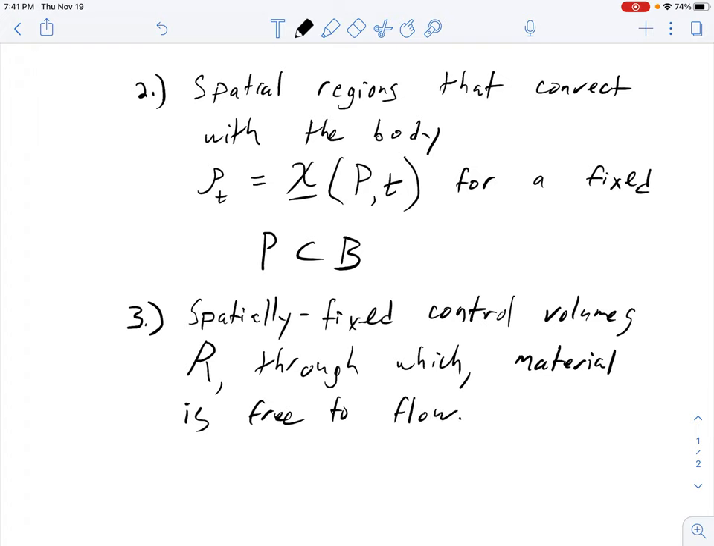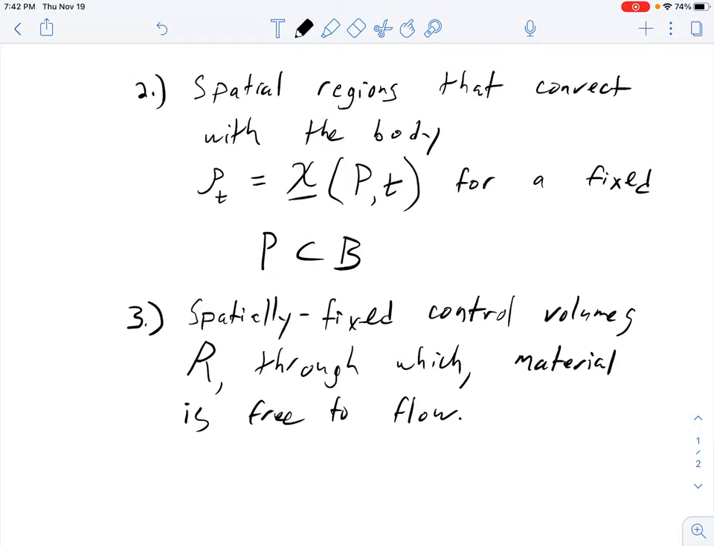Now, in general, control volumes do not necessarily need to be spatially fixed. They can deform arbitrarily. You know, they can move relative to the body. You could pick a control volume that moves with the body. And for instance, if you're making a fluid dynamics code, or especially if you're doing fluid structure interaction, you'll often have moving control volumes that don't deform with the body. But here, we're only going to be concerned with spatially fixed ones, and that makes the calculus a lot easier.